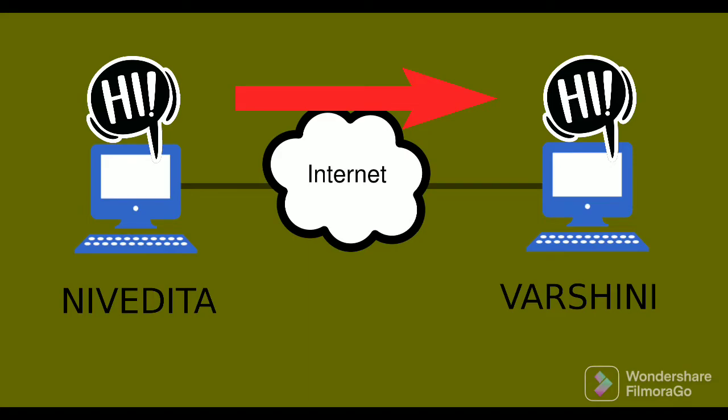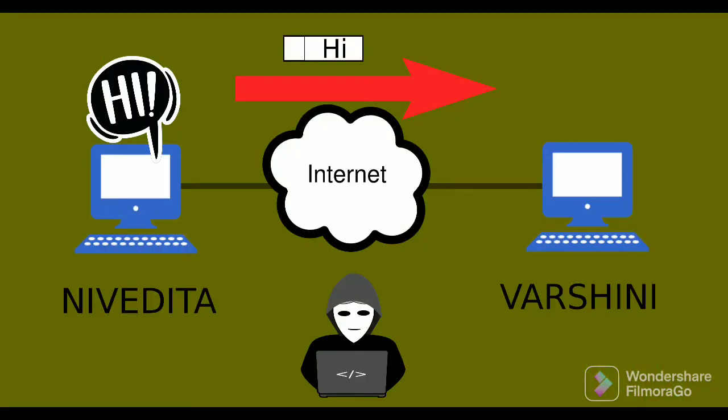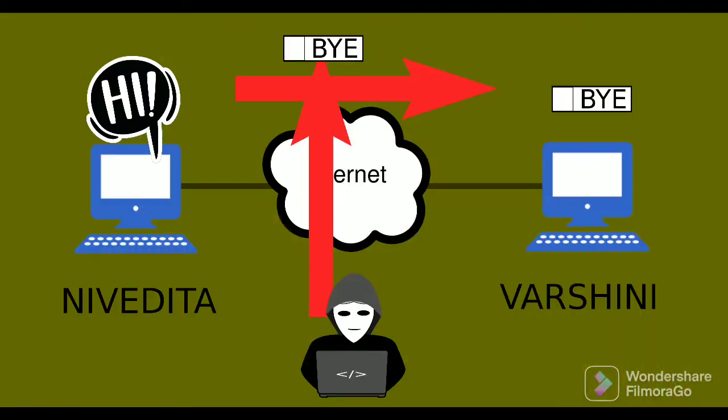So here a person X may appear in between Nivedita and Varshini, and he may steal the message sent from Nivedita and read what content Nivedita is sending to Varshini, and he may even edit the data and re-forward it to Varshini. And these kinds of things may happen if our network security is low.